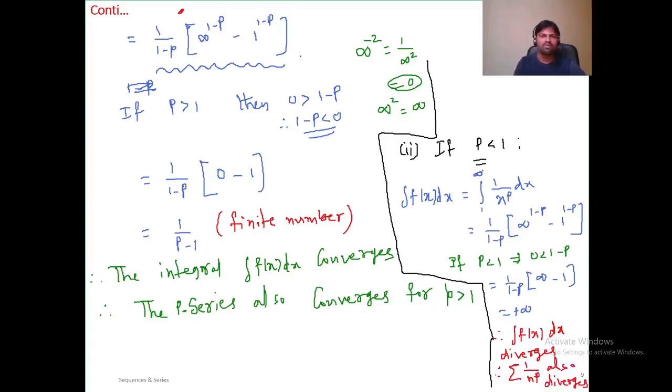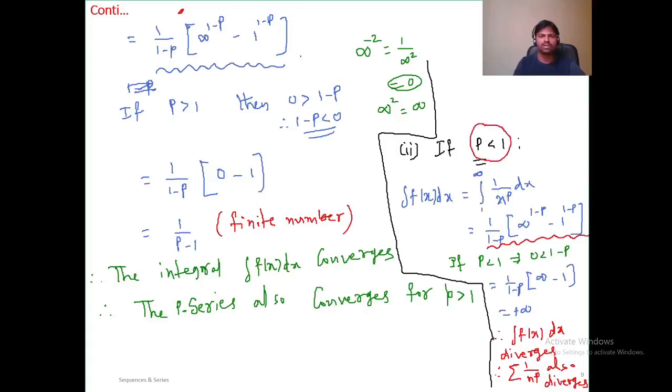Now the case p equal to 1. In this calculation, if p is equal to 1, 1 minus 1 is 0, infinity power 0 is undefined, and 1 by 0 is infinity, times undefined is again undefined. That's why I'm not writing less than or equal to 1 here. I have just written p less than 1. Next, you prove the p equal to 1 case. If p is 1, directly substitute here.